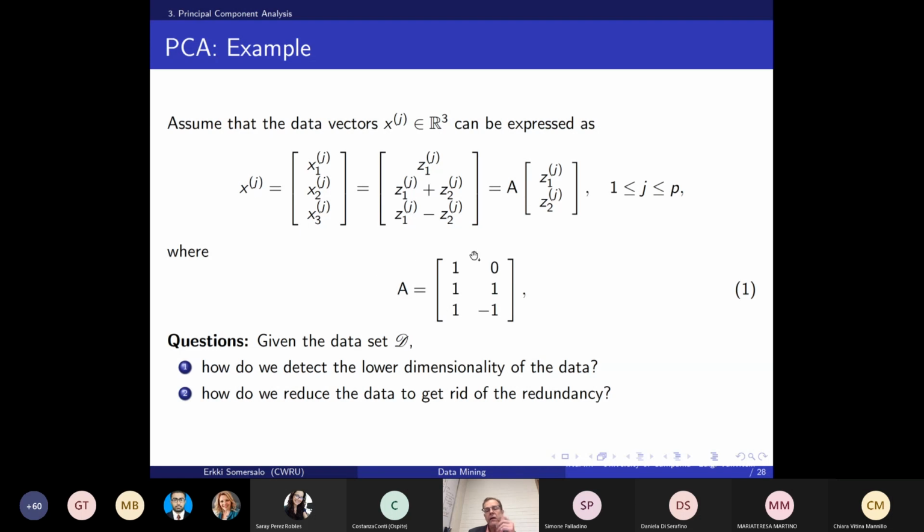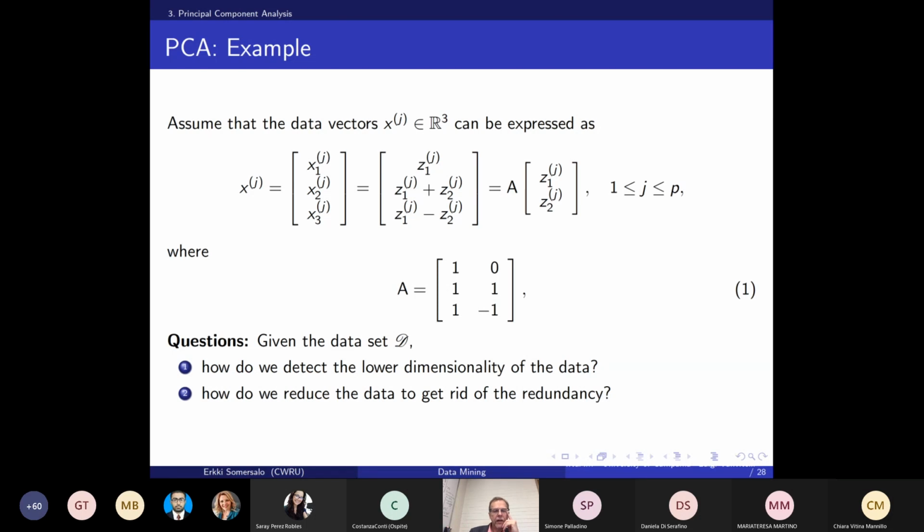Well, if I have this structure, then why would I bother looking at my data X in 3-dimensional space, because I can represent my data in 2-dimensional space. So my data is in fact 2-dimensional, but it just looks 3-dimensional because the 2-dimensional data has been multiplied by this matrix A. Now, clearly, in this case there is no problem doing this because I know what this matrix A is, and I can immediately calculate what these z1 and z2 are.